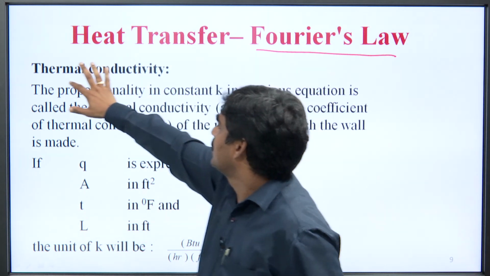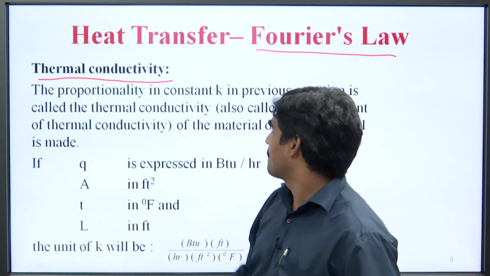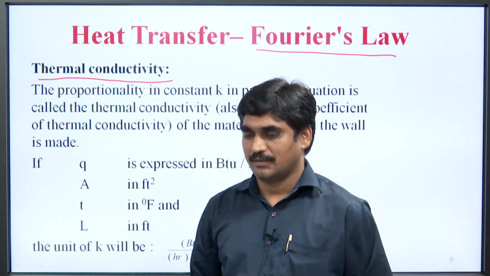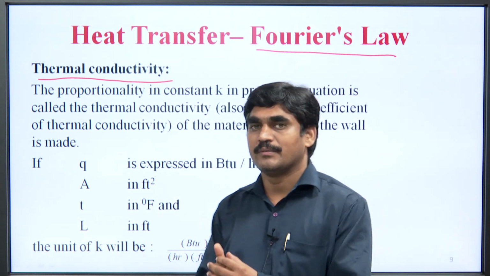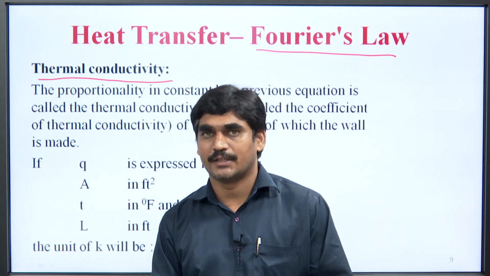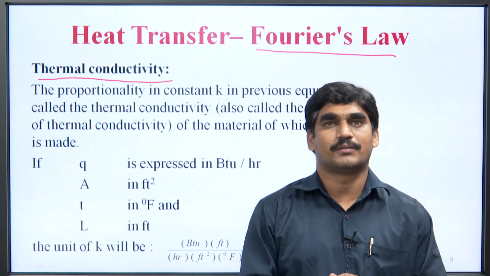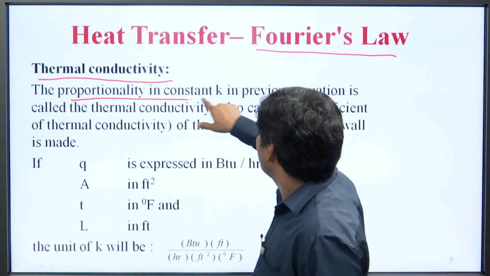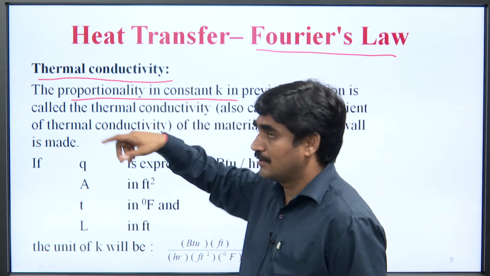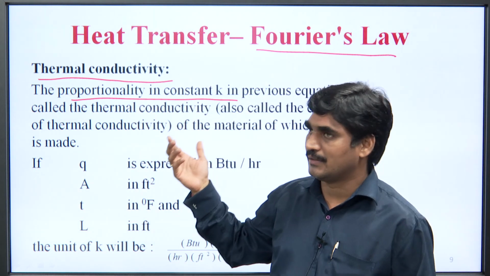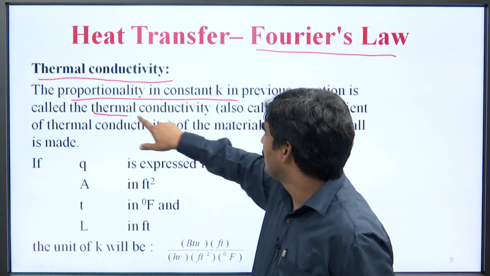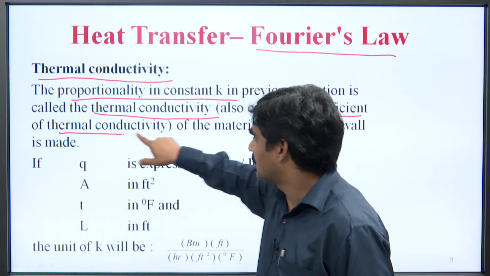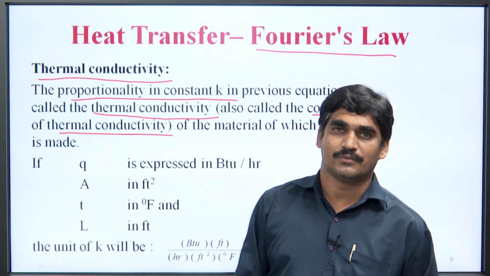Now, thermal conductivity. The proportionality constant K. What will be the unit of proportionality constant K, or how can we determine the unit of K? The proportionality constant in Fourier's law equation is called thermal conductivity, or also the coefficient of thermal conductivity.